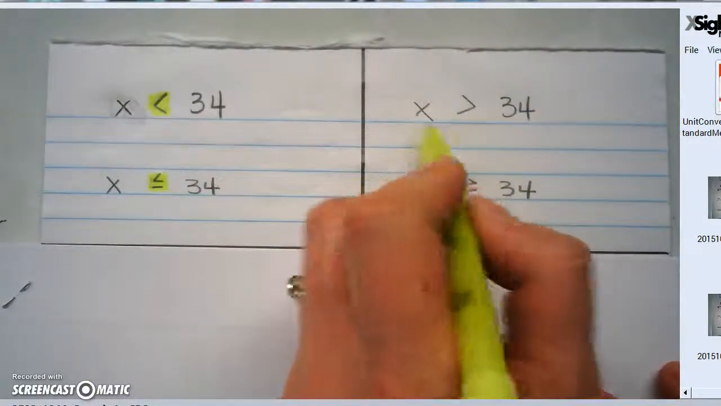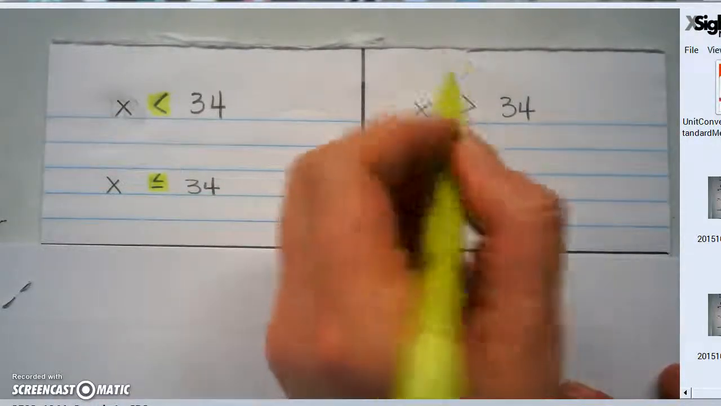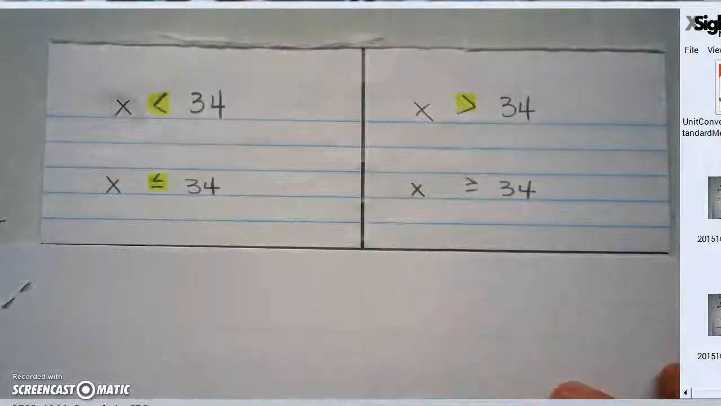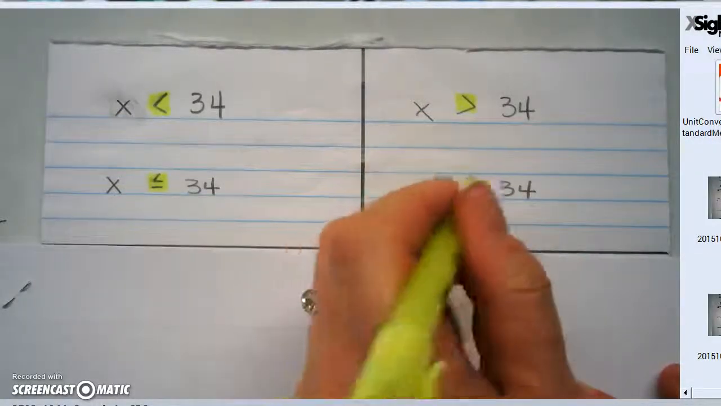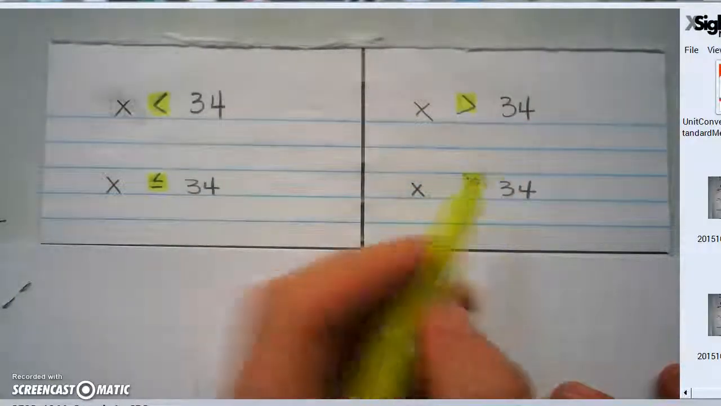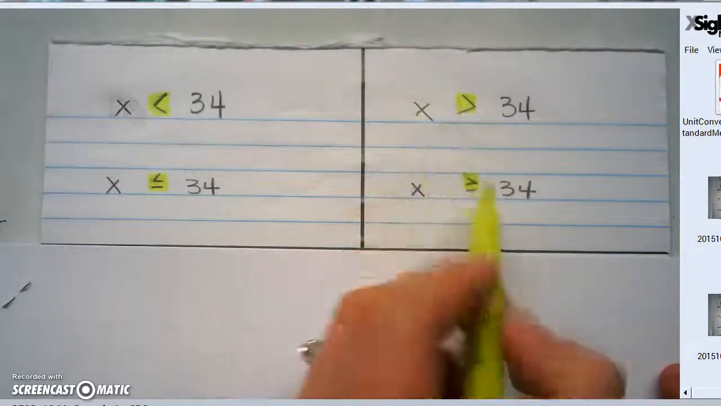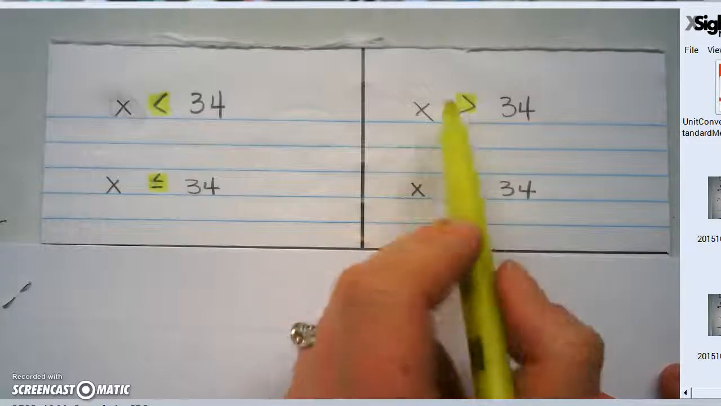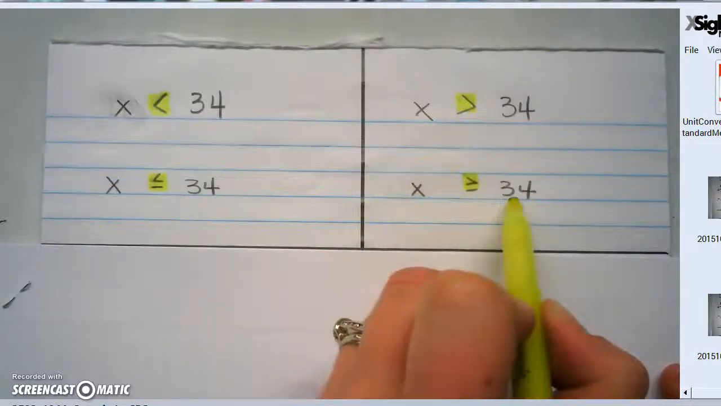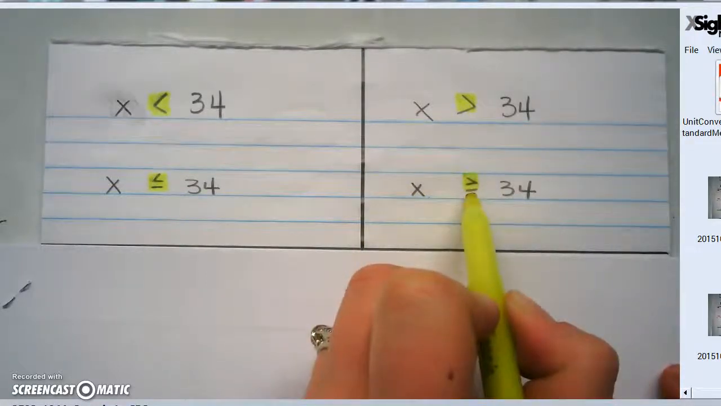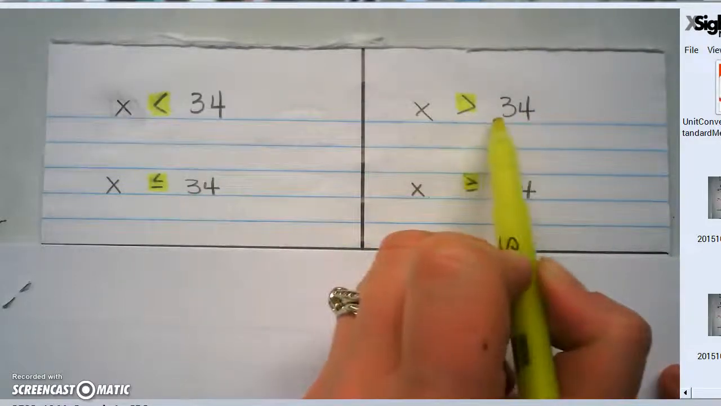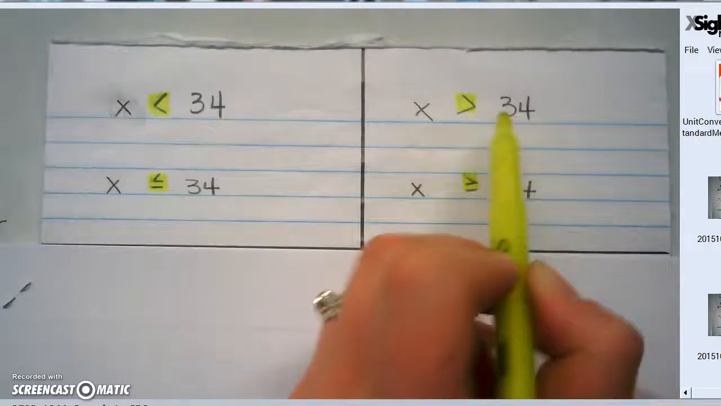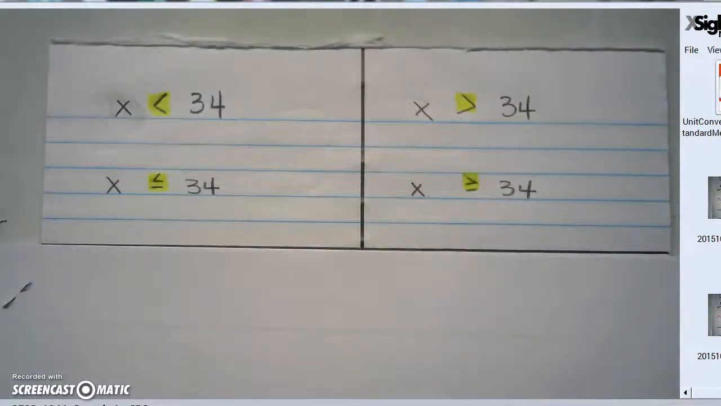Over here, this inequality says that x is greater than 34. That symbol means greater than. And again, this symbol means greater than or equal to. And although they look pretty similar, they are different. This means that x can be 34 or anything bigger than it. And this means here that x can't be equal to 34. It can only be things that are above 34.